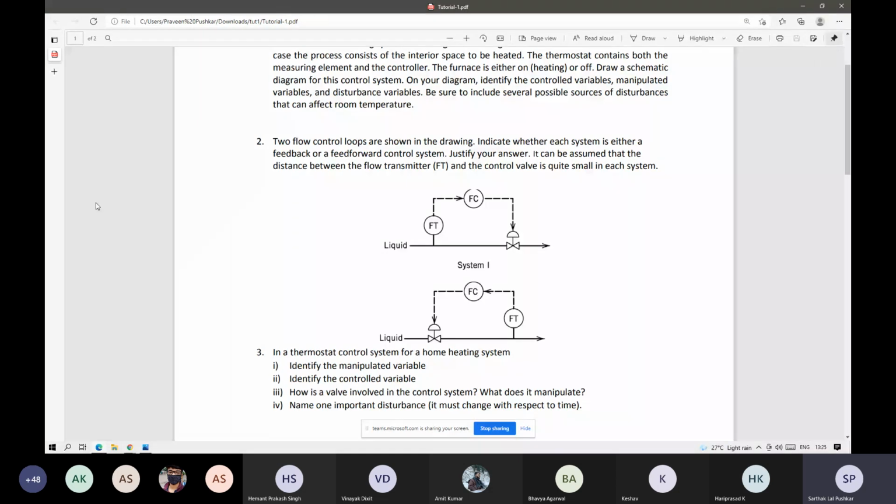Both the flow control loops are feedback control systems because the control variable, that is the flow, is measured and the controller responds to that measurement.